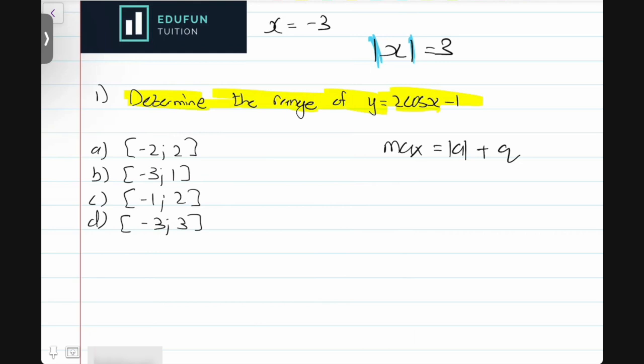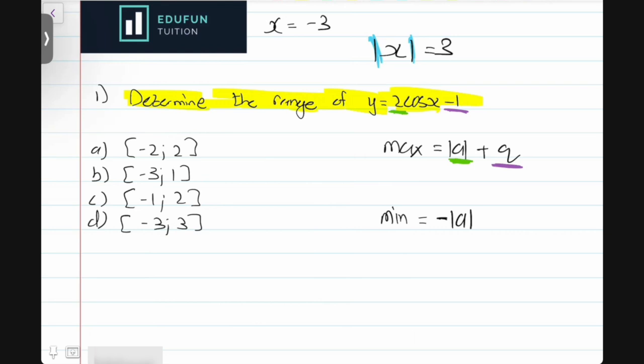Now, we probably know this already, that the a value, the amplitude, is the 2. The Q value is your vertical shift, and your vertical shift is your minus 1 at the end. So your maximum value, that's how you go and get it. Your minimum value is the negative version of your amplitude. Whatever your amplitude value is, it's the negative version of it.